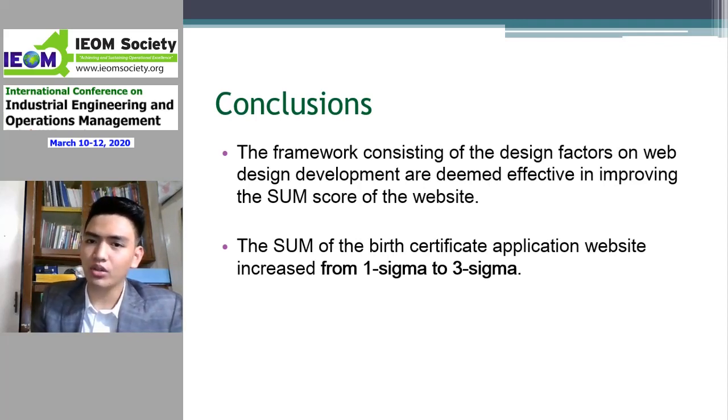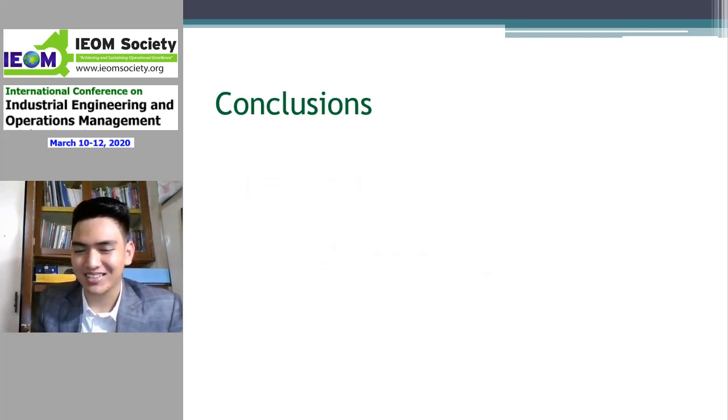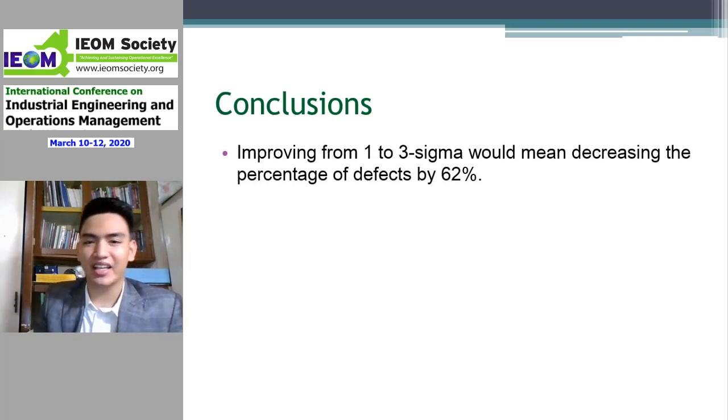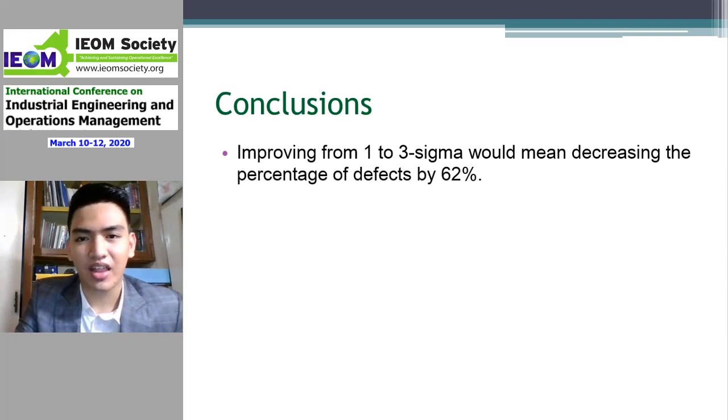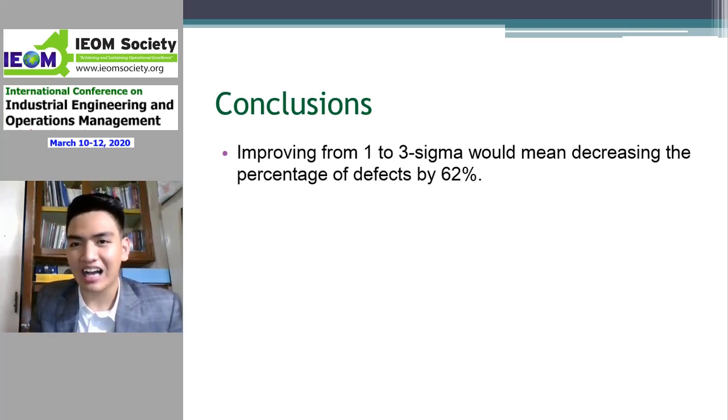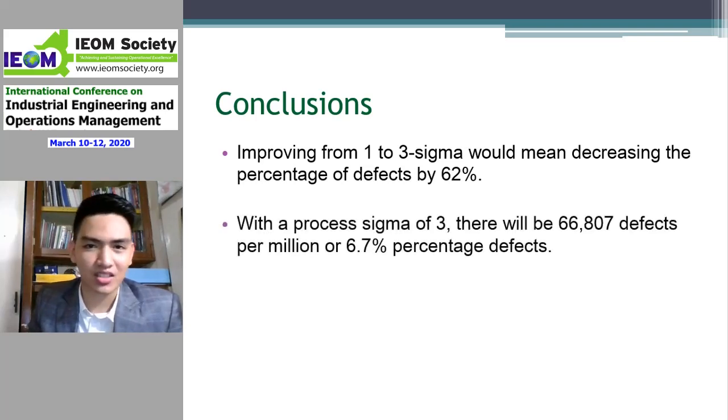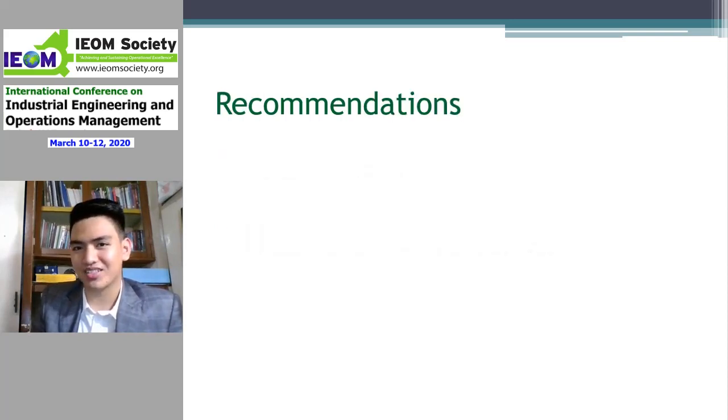Indeed, the overall page layout, reducing the amount of workload, and the appropriate use of lists influence the usability of the website. And yes, the new design has improved from 1 sigma to 3 sigma level, which means that the percentage of defects has decreased by 62%. With a process sigma of 3, there will be 66,807 defects per million, or 6.7% defects.